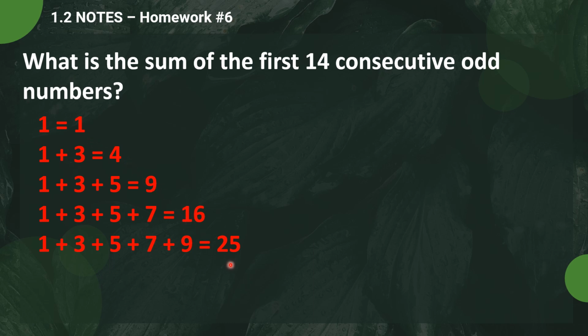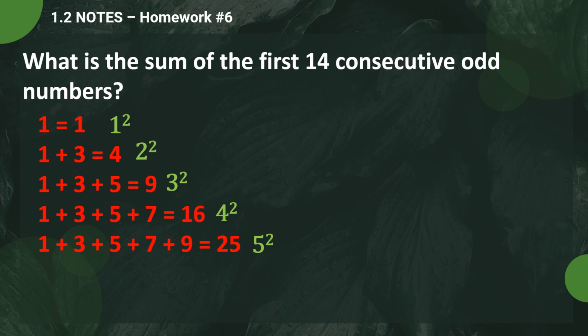Now, there is something special about these numbers, and unless you have done math a lot, you may not pick up on that, but it turns out that these numbers are perfect squares. So like 1 is 1 squared, 4 is 2 squared, 9 is 3 squared, 16 is 4 squared, 25 is 5 squared, and so on.